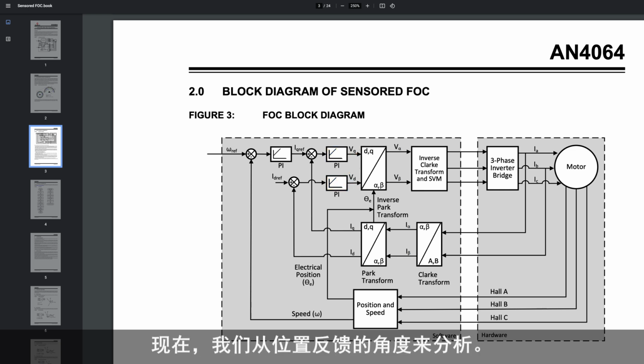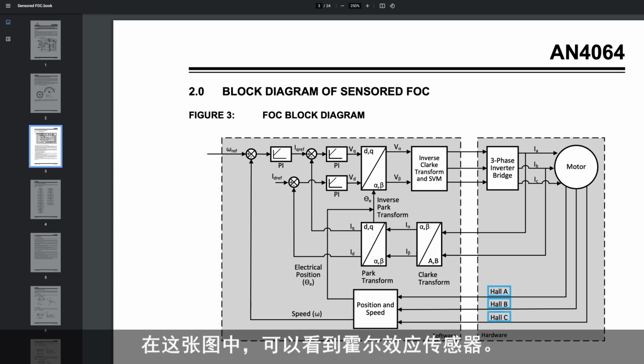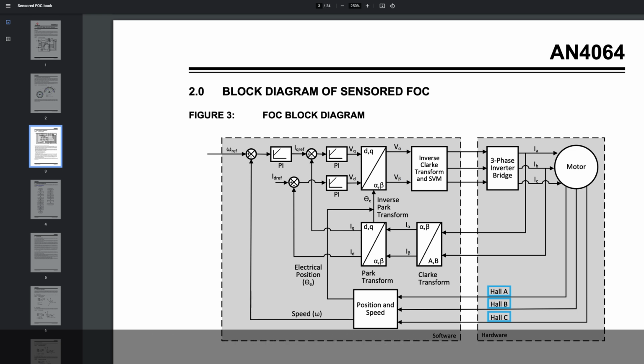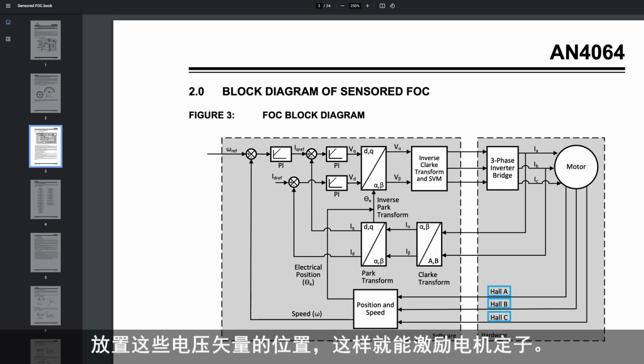Now let's look at the position feedback. In this figure, you would see there are Hall effect sensors coming in. They are feeding the phase angle information back to this loop. Remember the voltage vectors that we talked about. Based on the angle position, it can determine where to place these voltage vectors in the loop so that it can energize the stator of the motor. It's a little complicated, I know, but as we walk through it will become clearer.